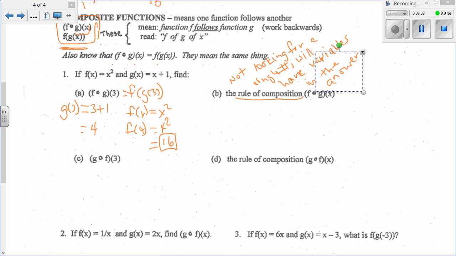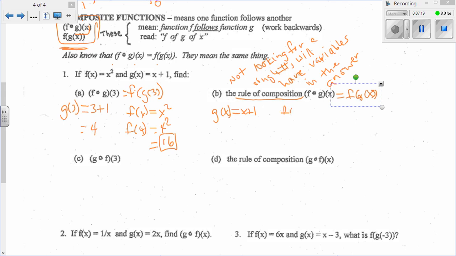Whereas before in part A we had a single number, here the rule of composition, whenever you just see f of g of x, I'm going to rewrite that. By rewriting that, I know I'm going to start with g, and here I have just an x where before I had a number in its place. So that's how I can tell the difference between the two problems. And g of x is what I'm starting with because that's on the inside, and it's equal to x plus 1.